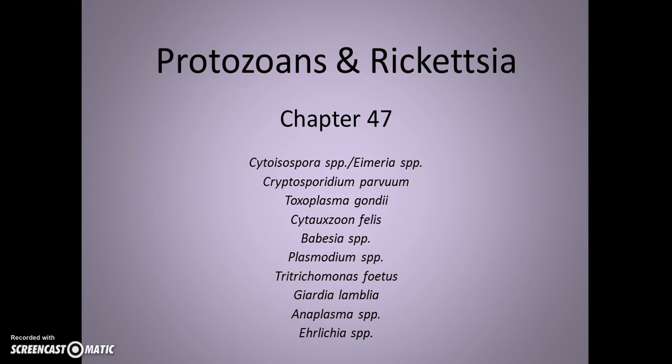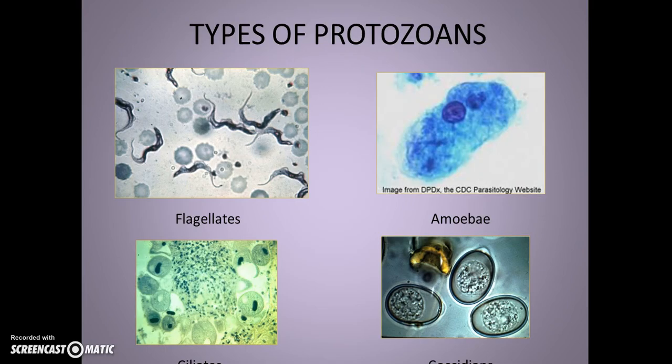The first protozoans we're going to go through are Cystoisospora and Dimeria, Cryptosporidium parvum, Toxoplasma gondii, Cytauxzoon felis, Babesia, Plasmodium, Tritrichomonas foetus, and Giardia lamblia. The two rickettsia parasites we'll be going through are Anaplasma and Ehrlichia. So let's get started with protozoans first.